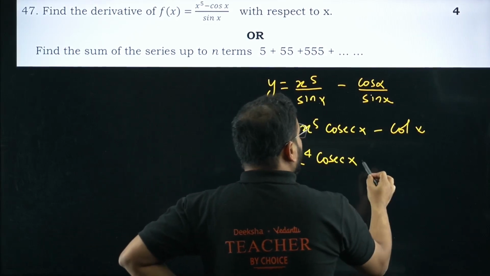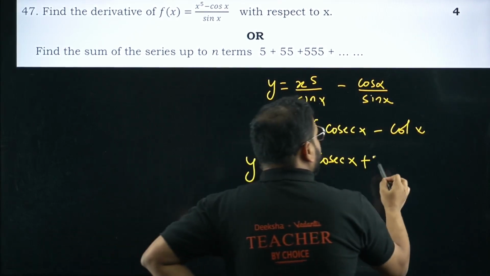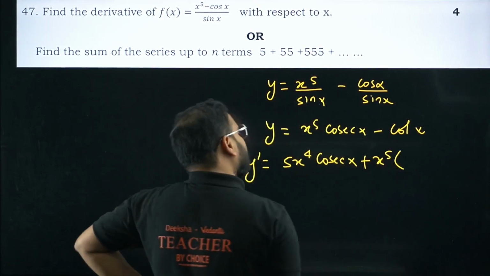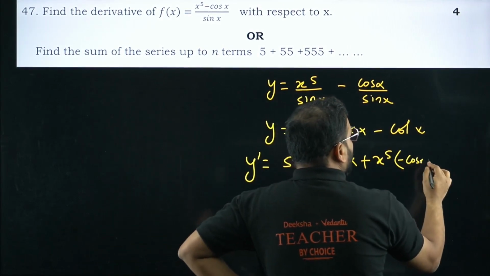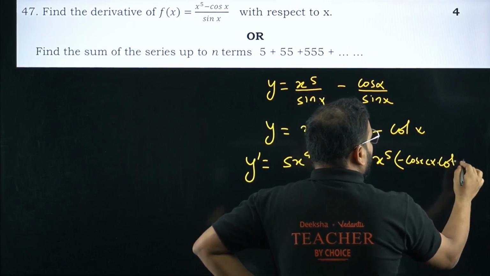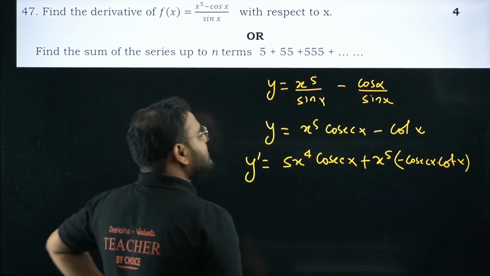Okay, next, the plus sign will come. Keep x⁵ as it is. Now differentiate cosec x. What is the value of this? This will differentiate as minus cosec x cot x. Okay, minus cosec x cot x.